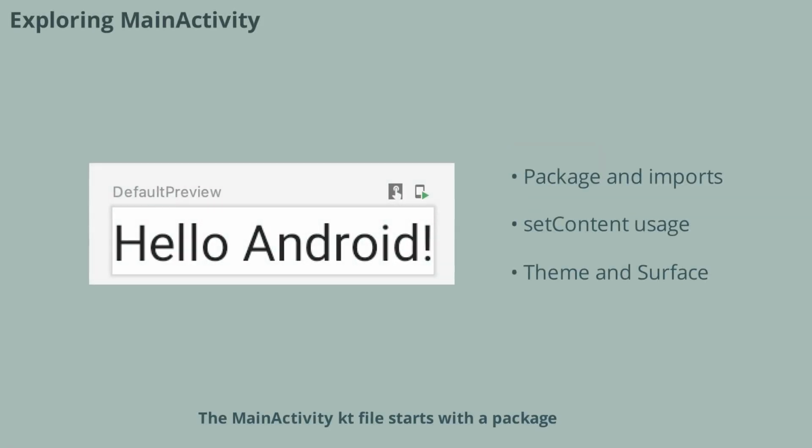MainActivity.kt starts with a package declaration and import statements for necessary libraries. The onCreate method sets up the UI using setContent and calls a composable function to define the layout. The ComposeDemoTheme composable applies your app's theme, while Surface provides a background for other UI elements.